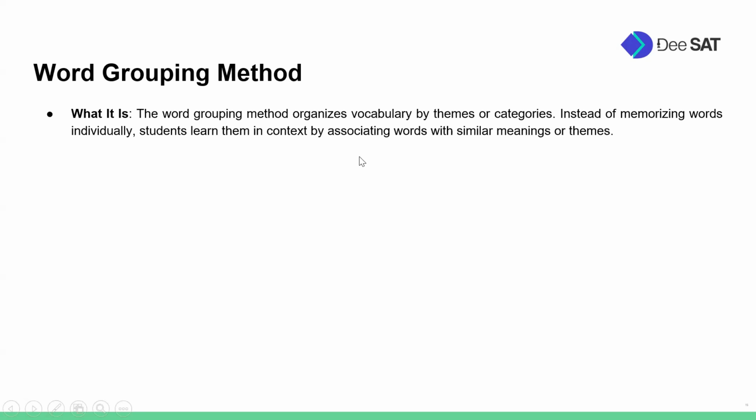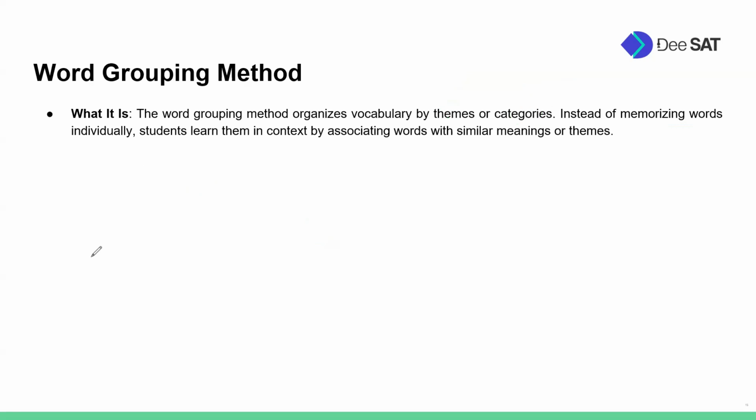Let us now continue with the next method for building vocabulary, the word grouping method. The word grouping method asks you to organize the words by themes or categories. This way, you do not have to memorize the words individually, and rather you can understand them in a specific connotation. That specific connotation could be either synonyms or the kind of behavior that you're trying to talk of, maybe a specific system that you're trying to elaborate on. Maybe the theme could be nature and the various aspects of nature, so on and so forth.